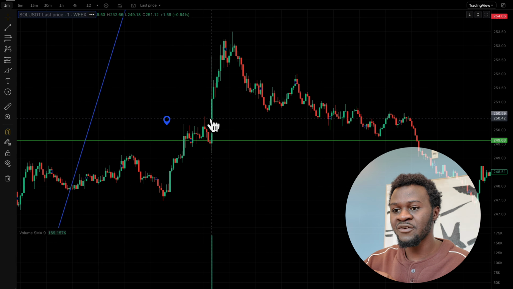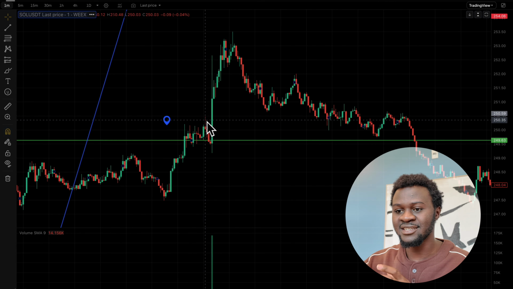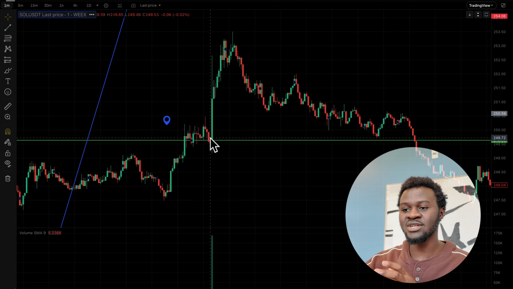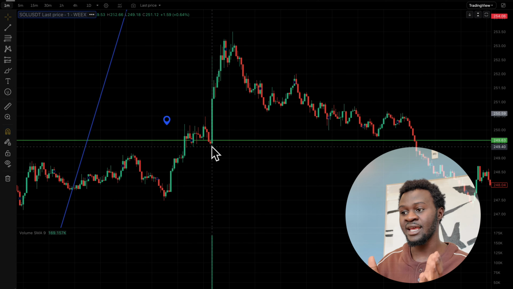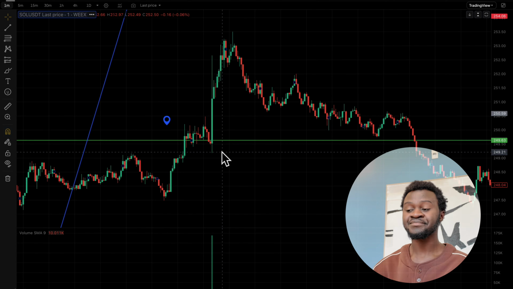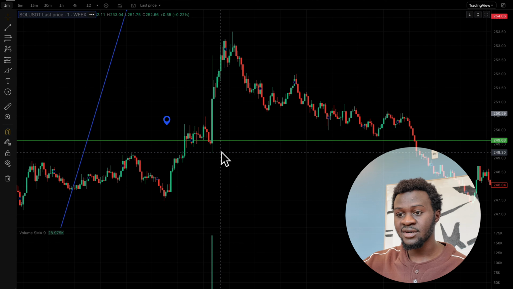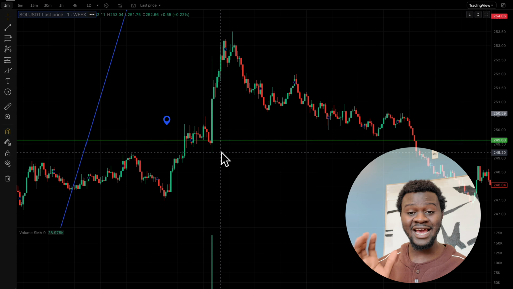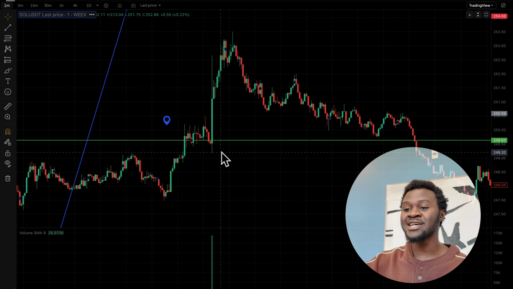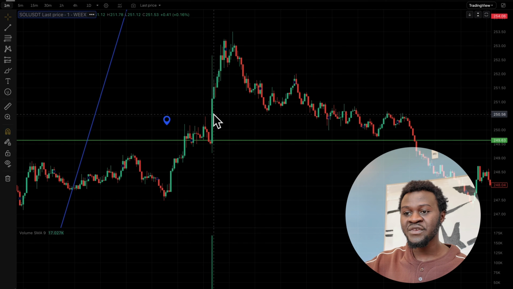So the funniest thing is I actually enter a trade right here, and it was so tight with my stop loss. I enter a trade right here, right at this bottom. Guess what happened? I put my stop loss above that previous high. Let me show you guys. I'll zoom out. I put my stop loss at 250.